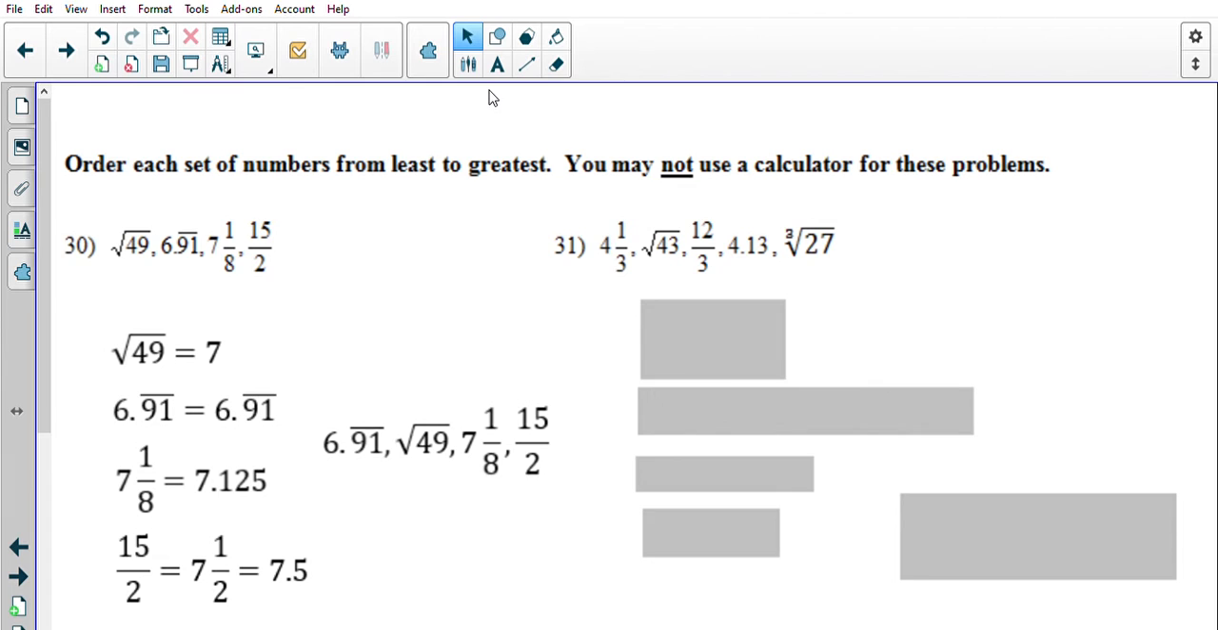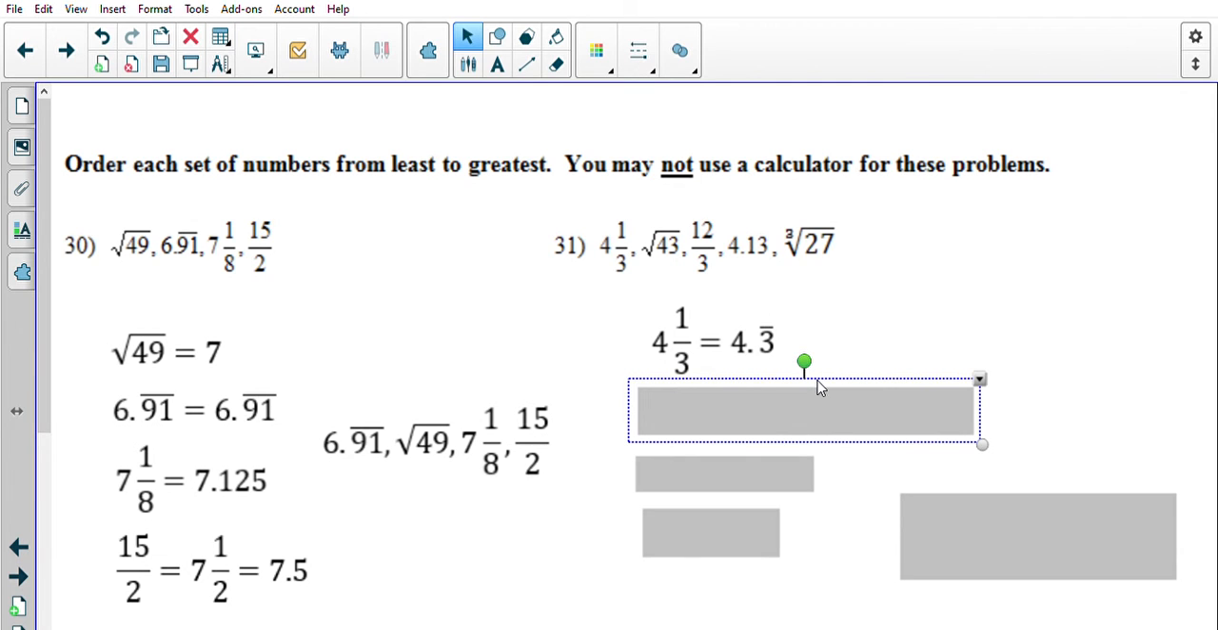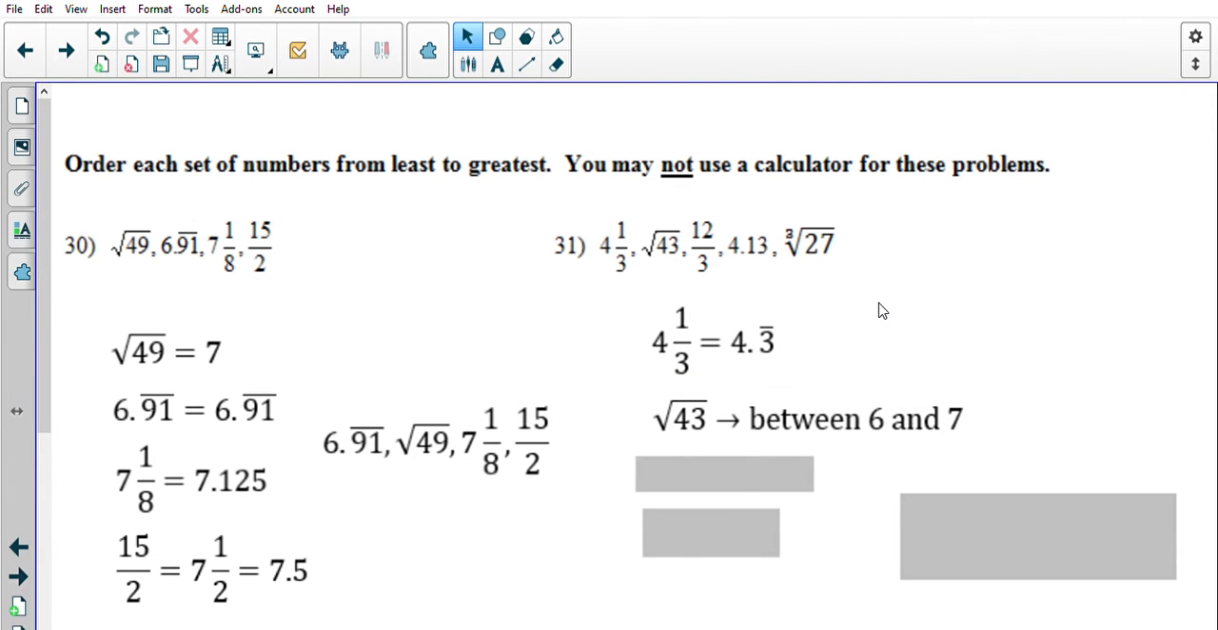All right, let's give number 31 a try. 4 1/3, hopefully you have this memorized. Again, there's some decimals you really should memorize, some fraction decimal conversions. That's 4.3 repeating. Now the square root of 43, I don't know what that is, but I know that it's between 6 and 7, since 43 is not a perfect square. The perfect squares it's between are 36 and 49. Square root of 36 is 6, square root of 49 is 7. So I know it's between 6 and 7.